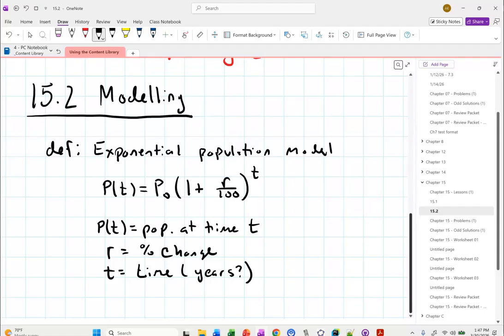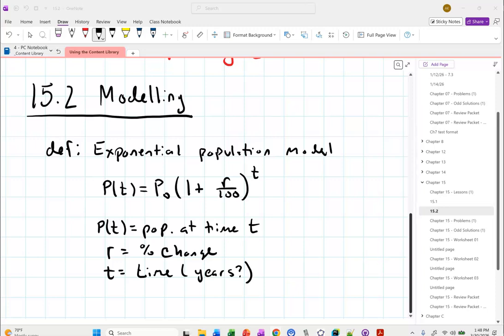The first model we're going to look at is the exponential population model. Now, we call this the exponential population model, and that would make you think that we're always talking about populations of living things. That doesn't necessarily need to be the case. You can use this model for almost anything that's changing exponentially.